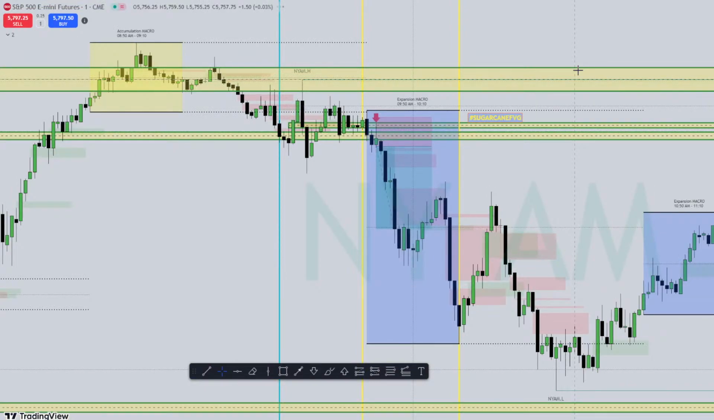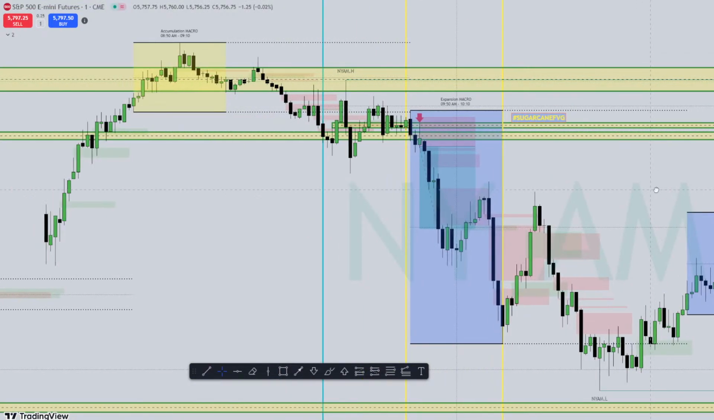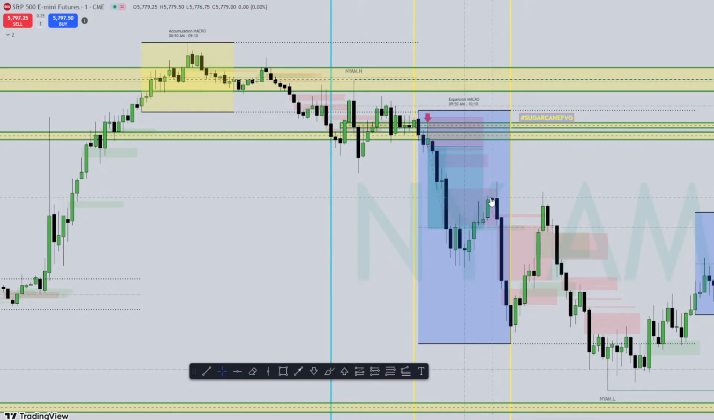Yeah, so what's the best time? The best time for me right now is between 9:50 and 10:10. I'm going to break you down through the whole step. The first thing I do, I come on this chart right here.